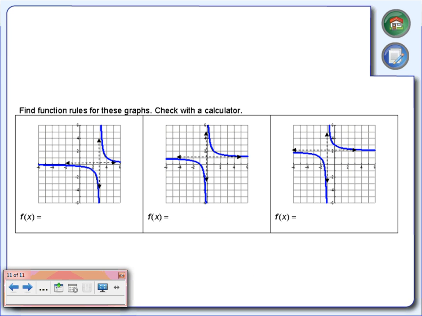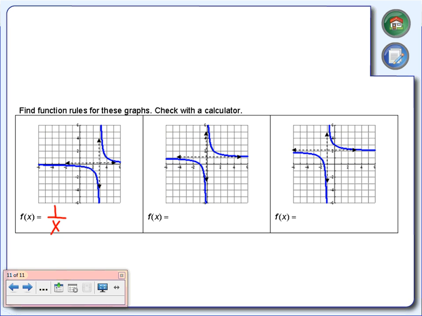Here are 3 different graphs. It's our job to come up with the equation for each of these graphs. So we'll start with this first one over here. I'm going to start with the parent function, 1 over x. Now obviously the graph we see there is not the parent function, and that's because that graph has been moved. The question is, where has it been moved? Has it been moved to the left? Did we move it to the right? Did we move it up? Did we move it down?